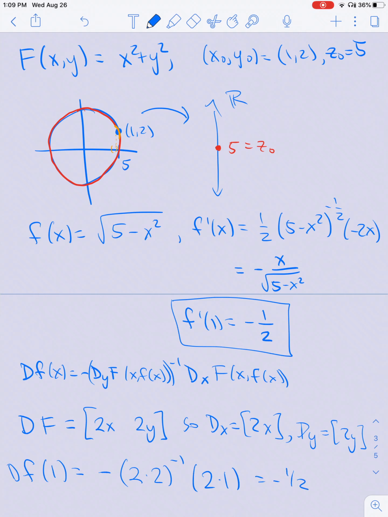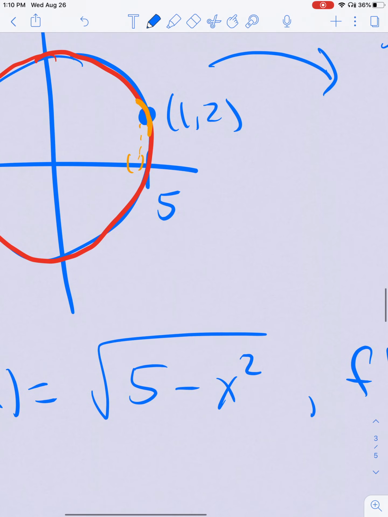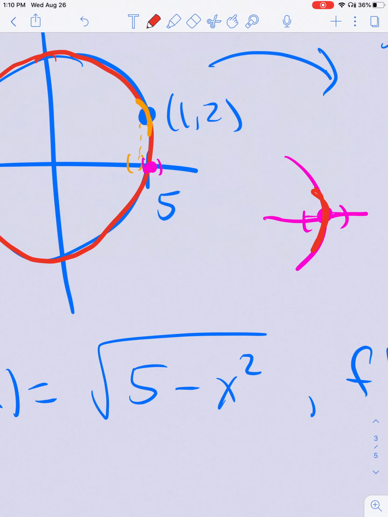But if I chose x naught, y naught to be (root 5, 0), in this case, d_y of f is the 0 matrix, and I can't use the implicit function theorem. And that kind of makes sense, because if I were to look near this point here, let's zoom in maybe, there's no neighborhood of x on which I can actually draw the graph of a function and get the level set of 5.